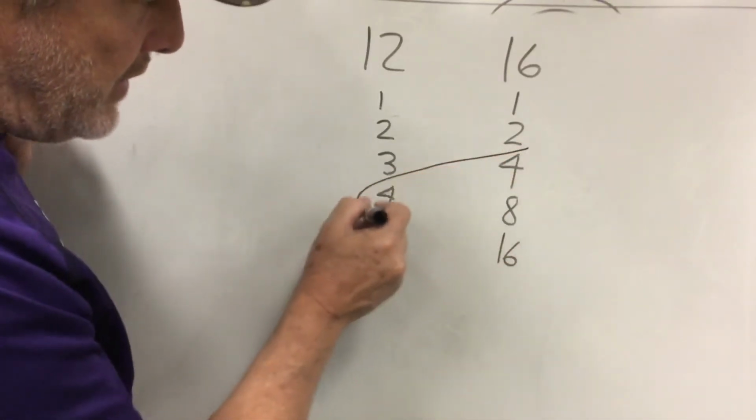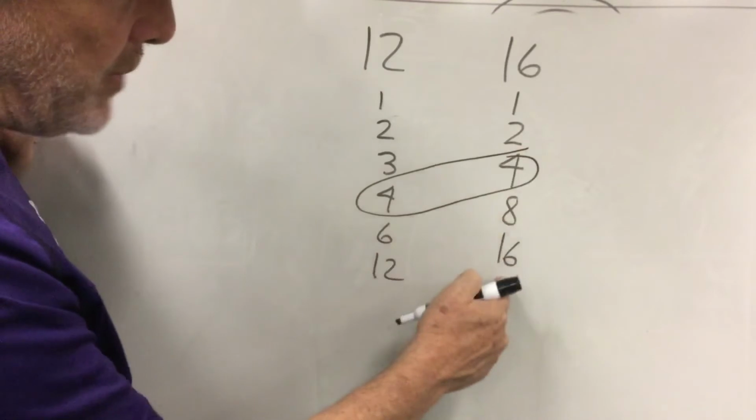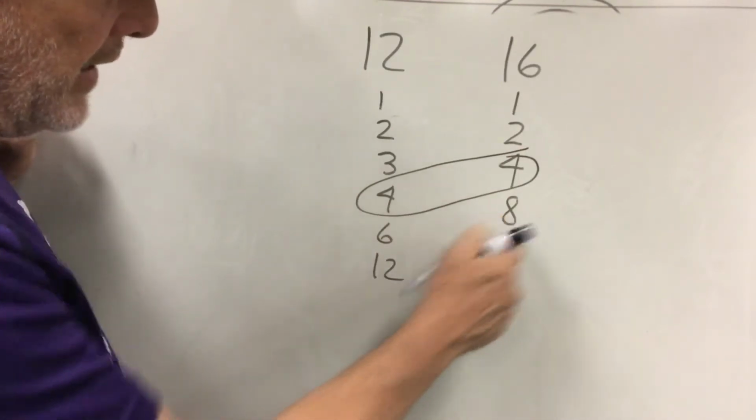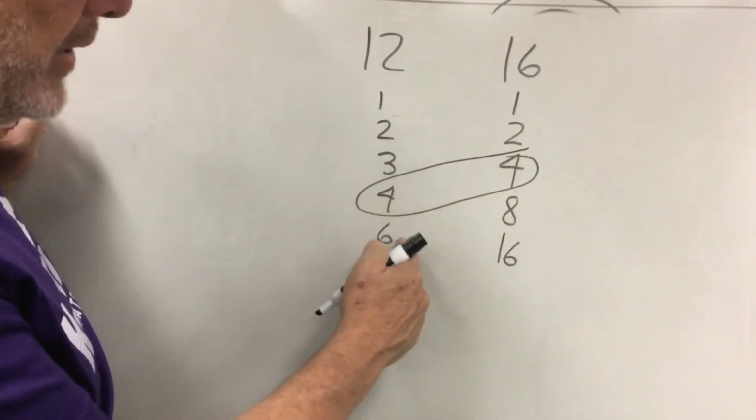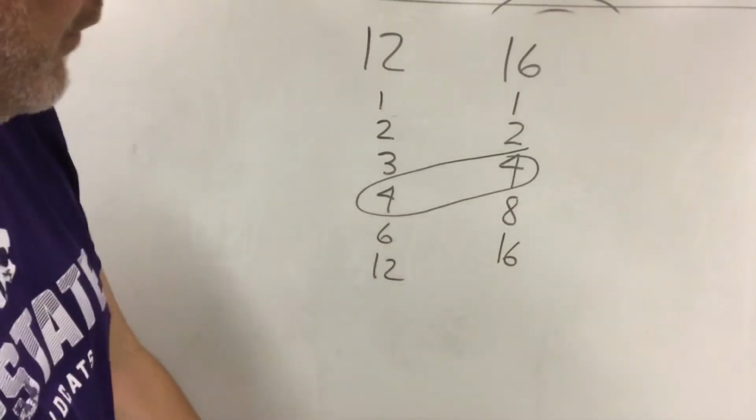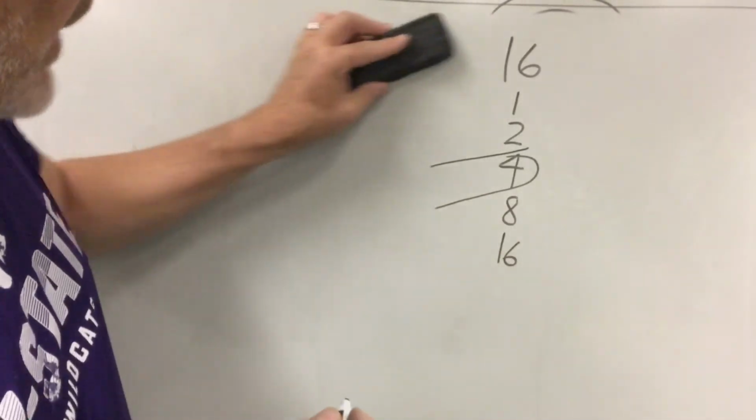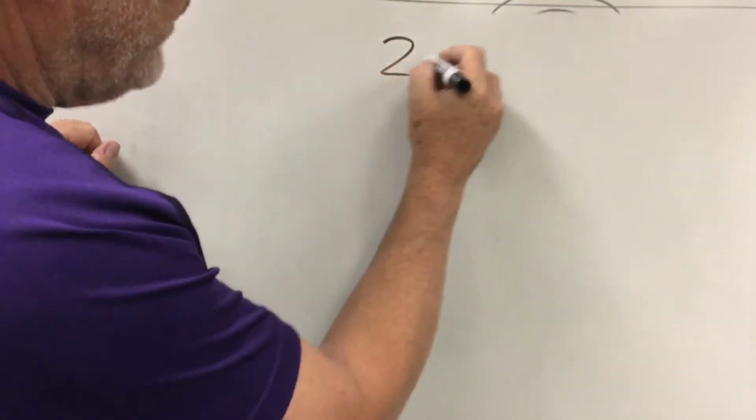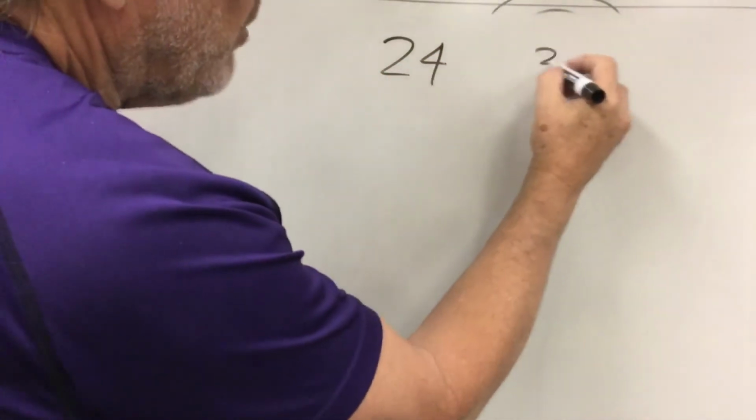Well, that's obvious, and that's the number 4. That's the greatest, because we have 16 and 8, we don't have 16 and 8 here, and we don't have 6 over here. So 4 would be the greatest common factor of those two numbers. Let's do another one. Okay, I'll pick the number 24 and the number 30.